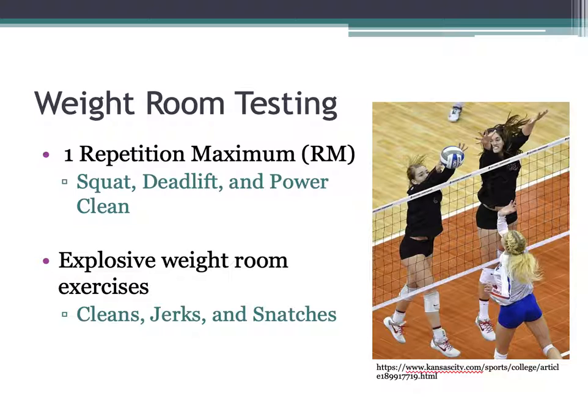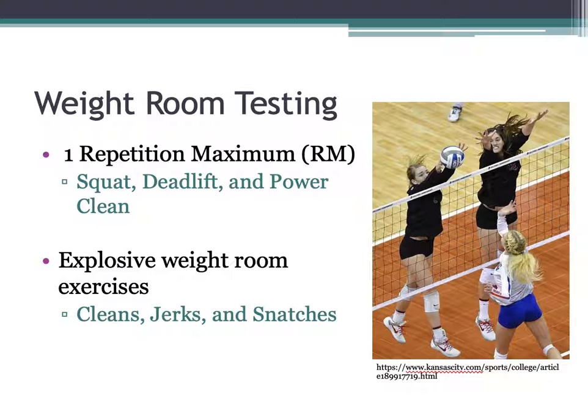Weight room testing for volleyball athletes involved the following repetition max testing: 1 rep max squat, 1 rep max deadlift, and 1 rep max power clean. All of these exercises improve lower body muscle power in the form of vertical jumping and sprinting. In addition, squat, deadlift, and power cleans are associated with sport-specific movements in the game of volleyball.